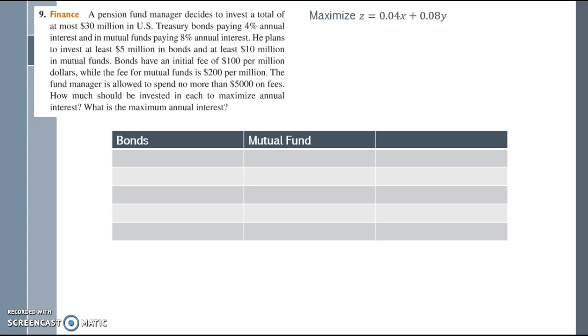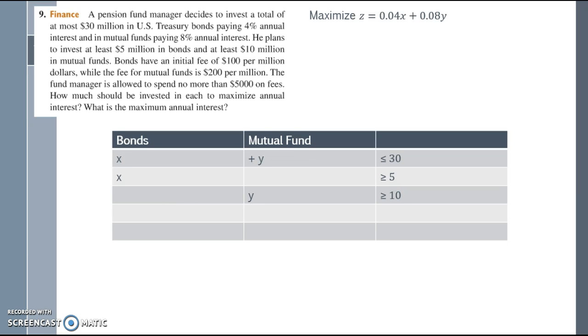So I know that when I add them together, because it says from the first sentence, decides to invest a total of at most $30 million in two different bonds, the X bond plus the Y mutual fund has to be less than or equal to 30 because we don't want any more than 30 million. We know that he wants to spend at least 5 million in bonds, so our bonds has to be greater than or equal to 5. And at least 10 million in mutual funds, so Y would need to be greater than or equal to 10.